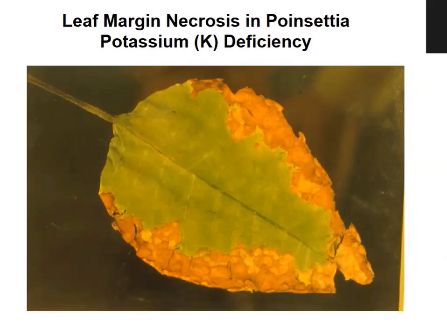Here is a deficiency of potassium, known as leaf margin necrosis. It turns into necrotic patches across the leaf tip and margins. These are characteristic deficiency symptoms of potassium shown by the plant leaf.